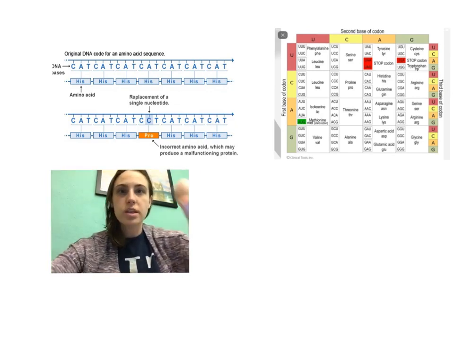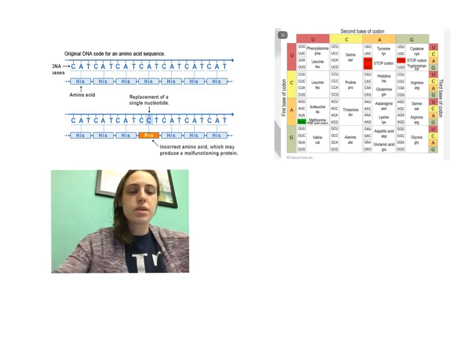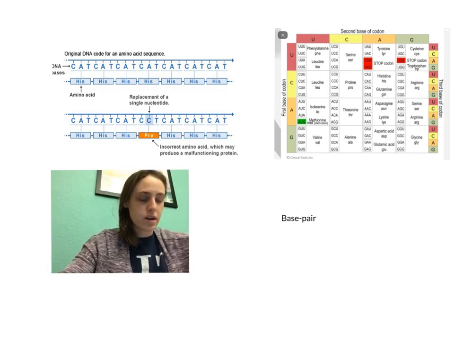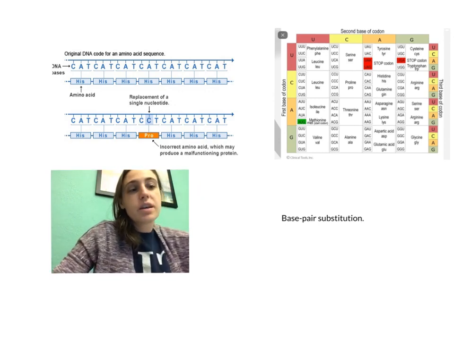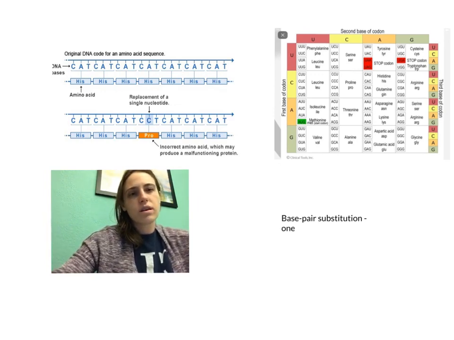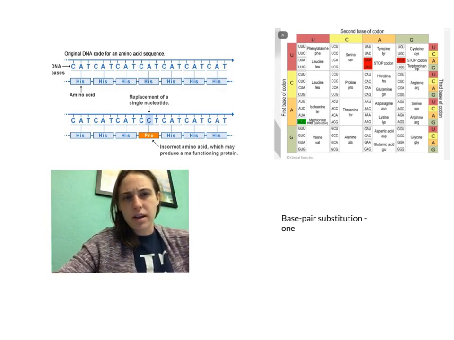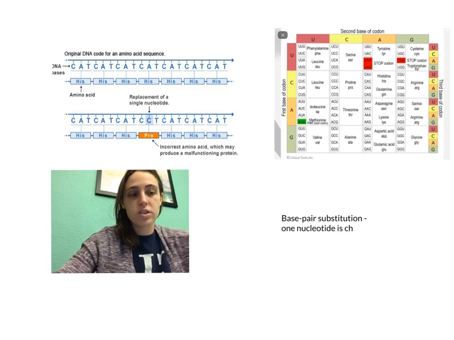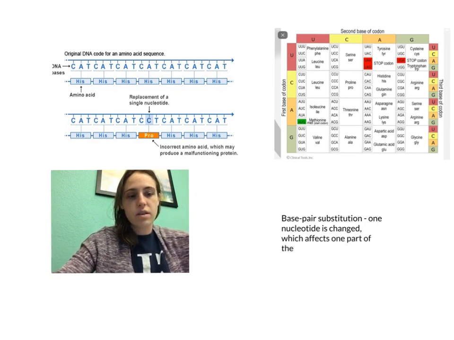So the first type of mutation, the one that is probably going to pop into your head the most, is something called a base pair substitution. All right, so base pair substitution happens when one part is really affected. How do we want to say that? So let's say one letter or one nucleotide is changed, which affects one part of the protein.